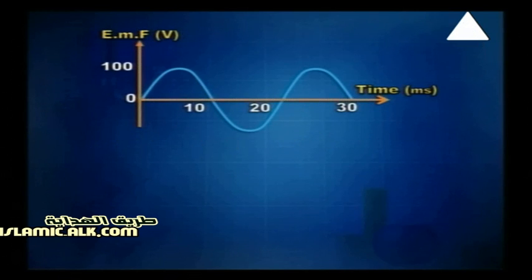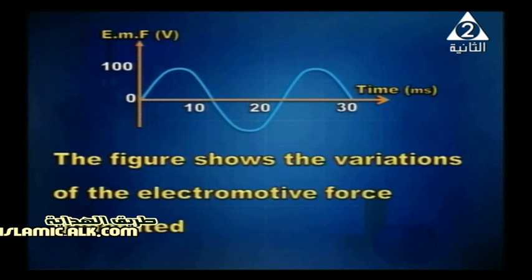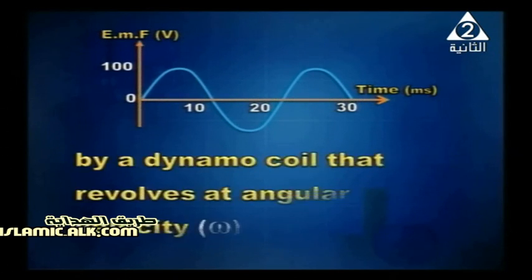In front of you, we've got a diagram. It shows the variation of the EMF induced versus time. The figure shows the variations of the electromotive force generated by a dynamo coil that revolves at an angular velocity omega. In the figure, maximum EMF is equal to 100. Periodic time of one cycle is 20 milliseconds.